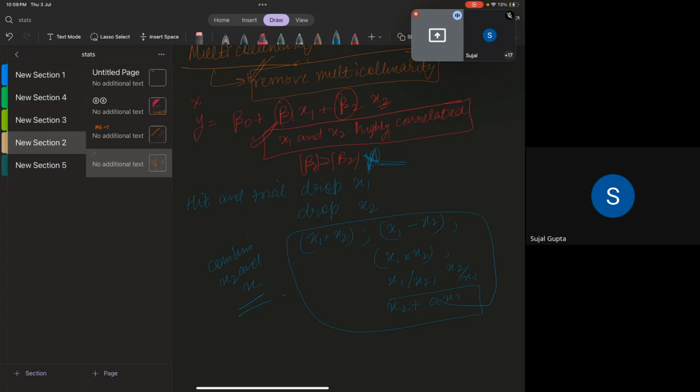You cannot say that, okay, I will see the feature importance and drop the one that is less important, because the beta 1 and beta 2 are not interpretable. You do not know whether you are doing the right thing or not. So it's hit and trial. You either drop x1, drop x2, or combine these two and see what works best. For example, very commonly in machine learning, height and weight are combined into BMI. Clear?